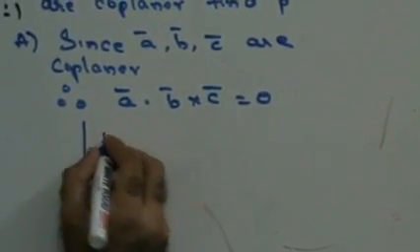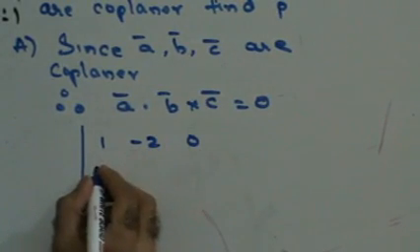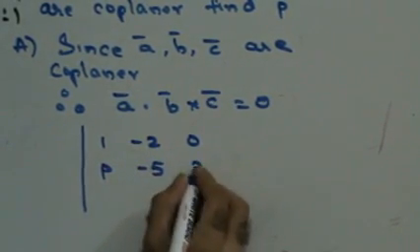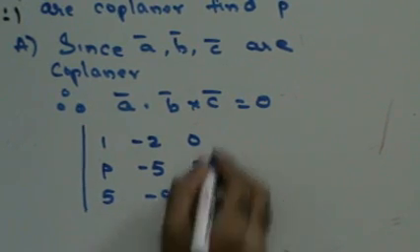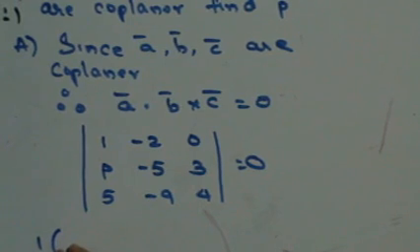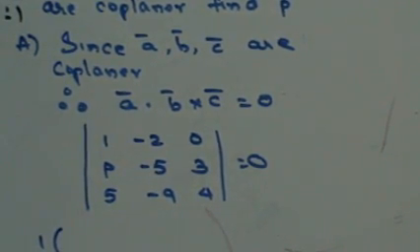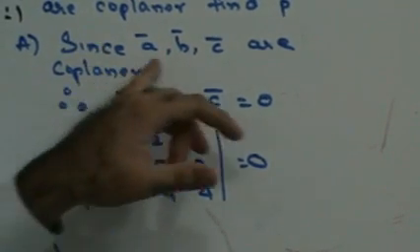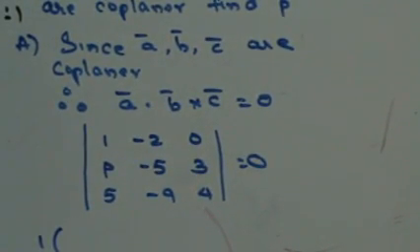How do I find the scalar triple product? By using determinants. I is 1, J is minus 2, K is 0; P, minus 5, 3; 5, minus 9, 4 is 0, right? Now, this gives you A dot B cross C. If three vectors are coplanar, if they are in the same plane, then their scalar triple product will be equal to 0. That's a property. And this is how you write the scalar triple product.